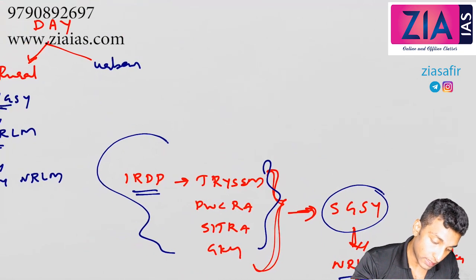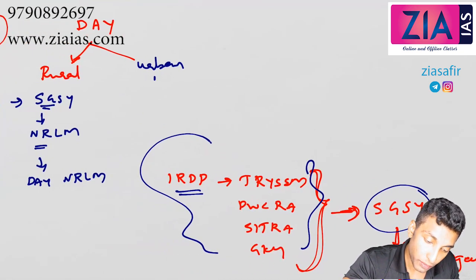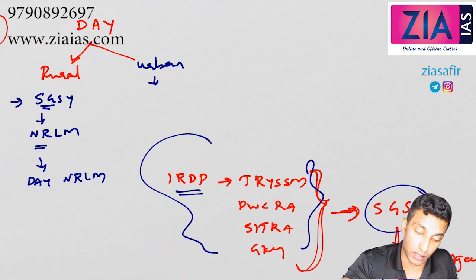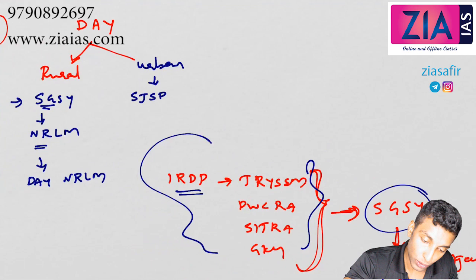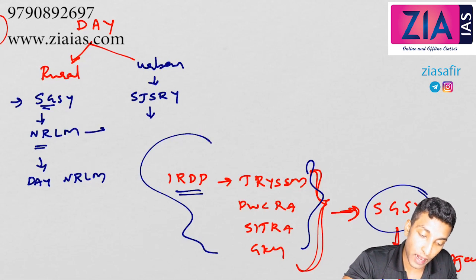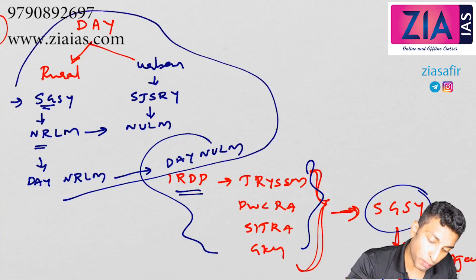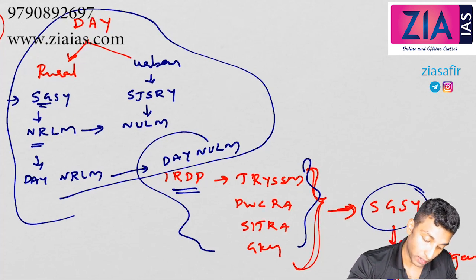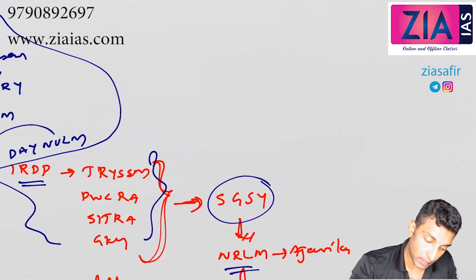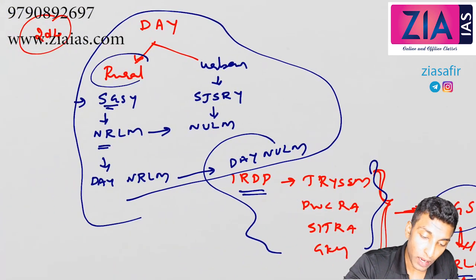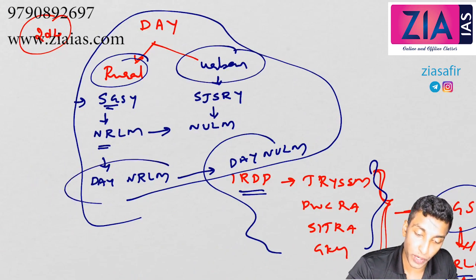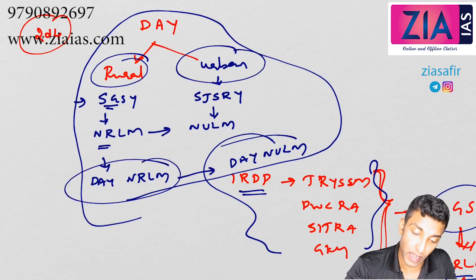Similarly, urban is also there. In urban, it was Swarna Jayanti Shahari Rozgar Yojana, SGSRY. Then instead of NRLM, it is NULM, National Urban Livelihood Mission, and instead of DAY NRLM, DAY NULM. One commonality is that both have wage employment and self-employment. So there are actually two missions, one in rural and the other in urban. I hope this is clear, there is no need for confusion. DAY NRLM is rural, DAY NULM is urban.